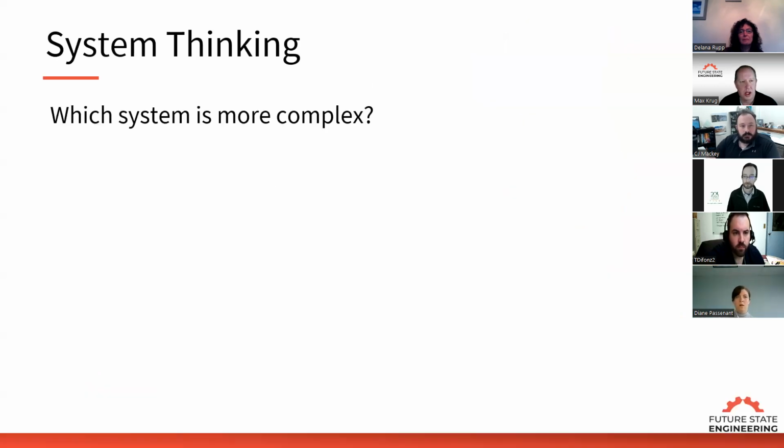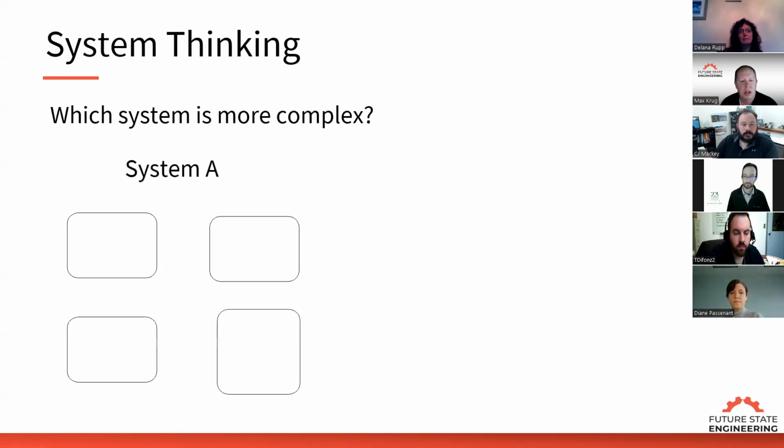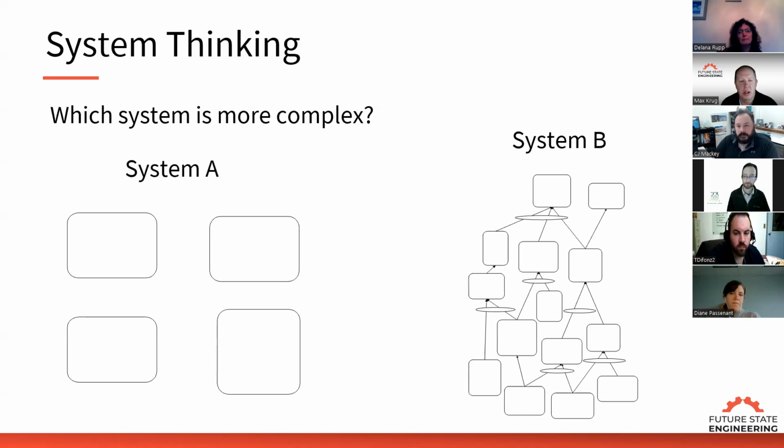So starting out with system thinking, first we talk about complexity. So I have two diagrams up here, system A and system B. So which system is more complex? So we have system A that has these four boxes, system B has these boxes and arrows and connections. So which system is more complex? I don't know if anyone wants to comment which they think is more complex.